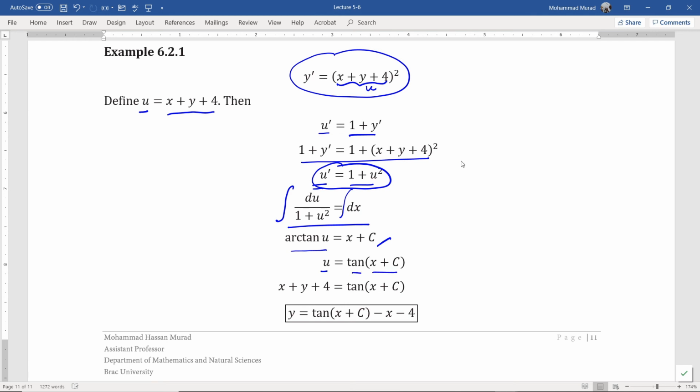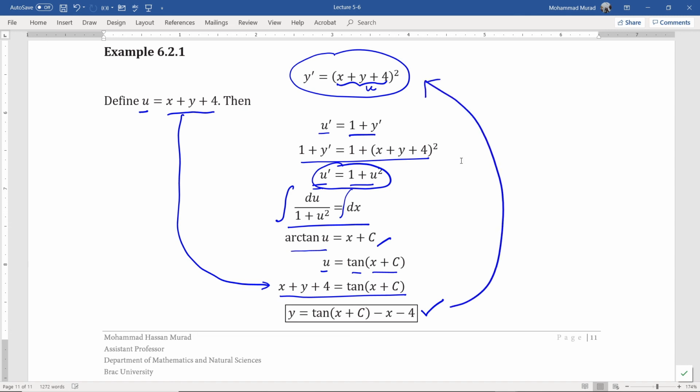Now replacing u by the quantity x plus y plus 4, we obtain this equation. And solving for y, we get the equation shown in the box. So this is the explicit solution to the given nonlinear equation. We solved it by reducing it to a separable equation.